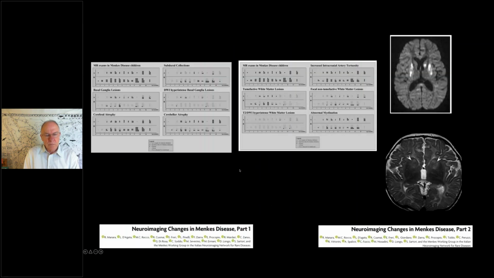As Menkes was one of the clinical differentials, these are the imaging findings of Menkes disease. They can present with subdural collections, bilateral basal ganglia infarcts, and cerebral and cerebellar atrophy can be seen, and focal white matter lesions with abnormal myelination can also be demonstrated. And obviously, the increased intracranial arterial tortuosity can also be characteristic or suggestive of Menkes disease.